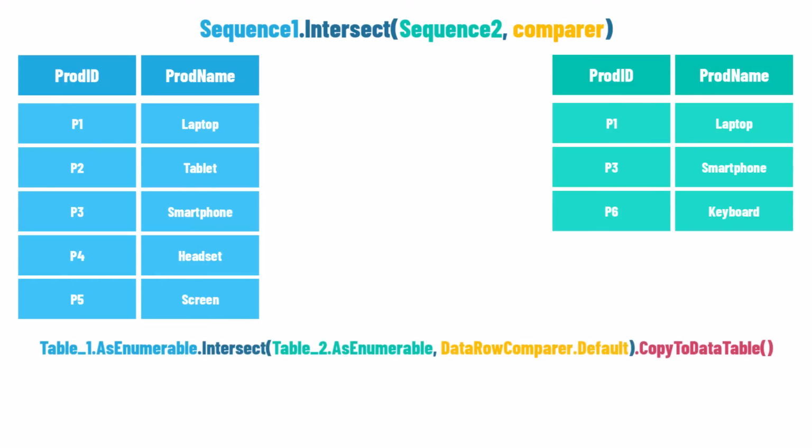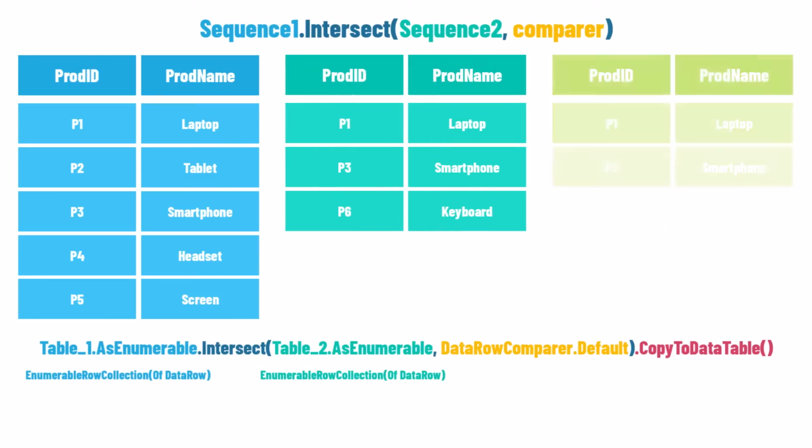Here, AsEnumerable is used to treat the rows of the data table as a sequence. So, we get an EnumerableRowCollection of DataRow. And here is our comparer, which tells Intersect how to find identical rows. The result of this query is a data table containing the following rows, that are identical in both tables. This is also how to use the second overload of the Intersect method in general.